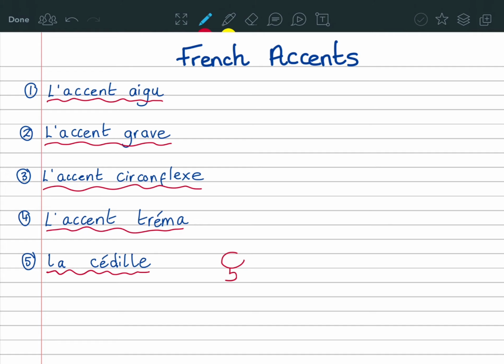So this accent changes the letter C from a hard K sound to a soft S sound, like in the word garçon. If I don't put the cédille accent, I would read that word garçon. But I want to say garçon. So I draw the cédille accent underneath, la cédille, and it changes that from a hard K sound to a soft S sound. What a fantastic accent.